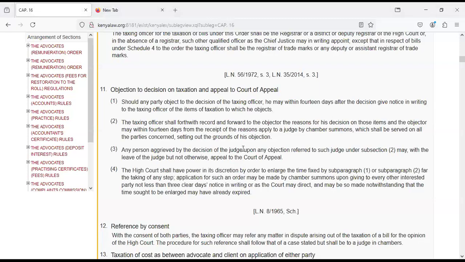Then after the decision of the judge, the High Court judge, with leave, he may apply to the Court of Appeal. That is 11.3. So the High Court also has power to enlarge time.